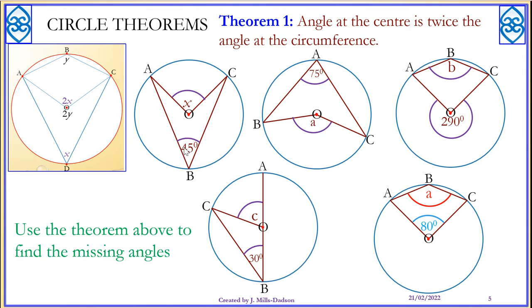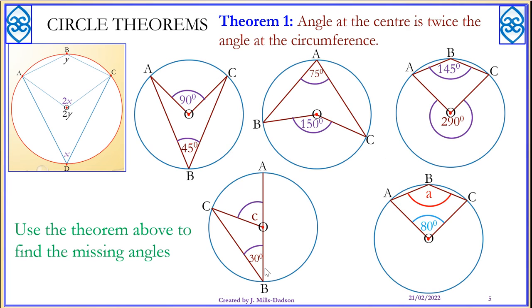Okay, let's start. 45 degrees is the angle at the circumference, so the center angle should be double 45. You have 90. Also 75 is angle at the circumference. We double 75 to get A. That gives us 150. This time we have angle at the center, so you got to reverse the rule. So we got to divide 290 by 2 to get the angle at the circumference. So that's 145.